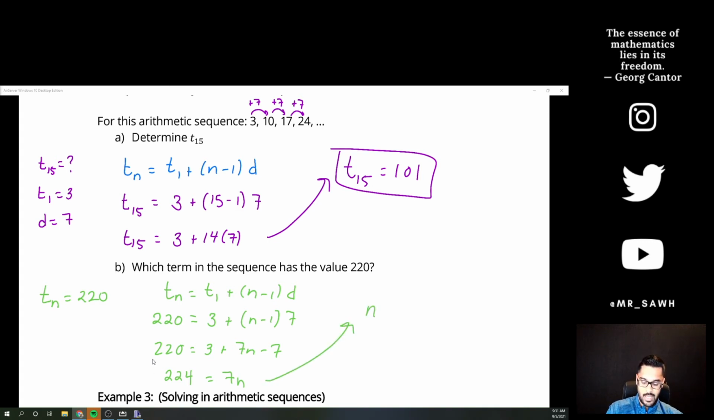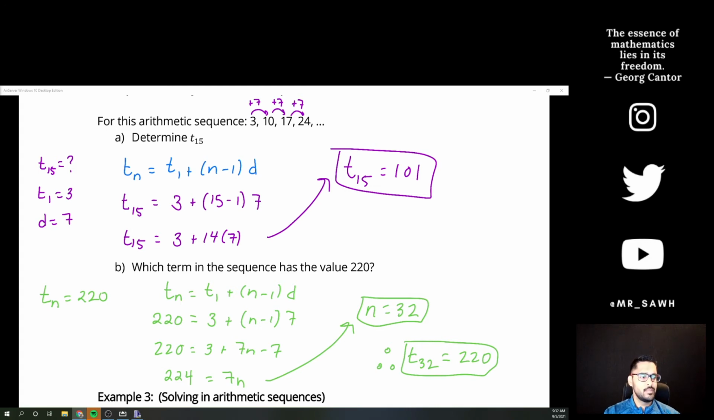And you will find out that n is equal to 32. So what this means is it's the 32nd term that has a value of 220. If I started at 3 and added 31 groups of 7, I would end up at 220, right? It's always one less when you're adding in those common differences. So therefore, term 32 is 220. Term number 32, there's my value, 220. That's what we found.